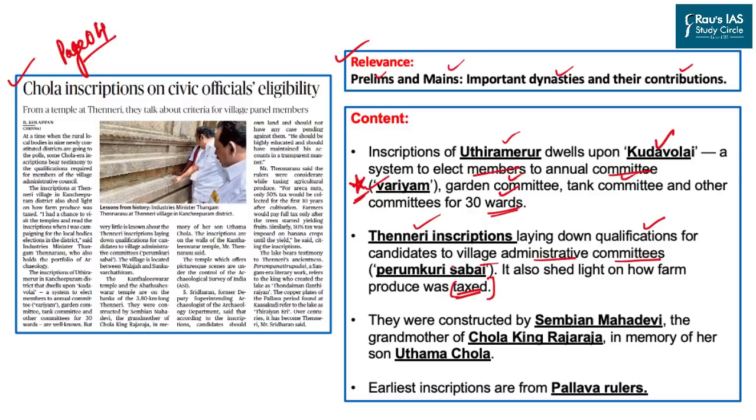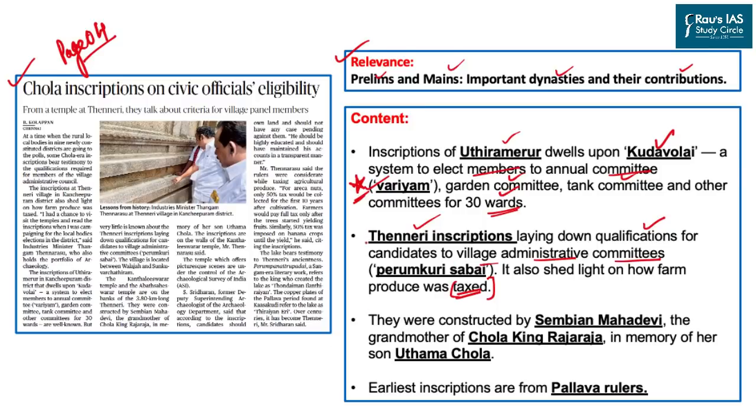So both these inscriptions actually tell us that in ancient history there was a system of local self-government where people got elected on the basis of some qualification, and these qualifications were hard lines drawn for each and every section and village in that empire.